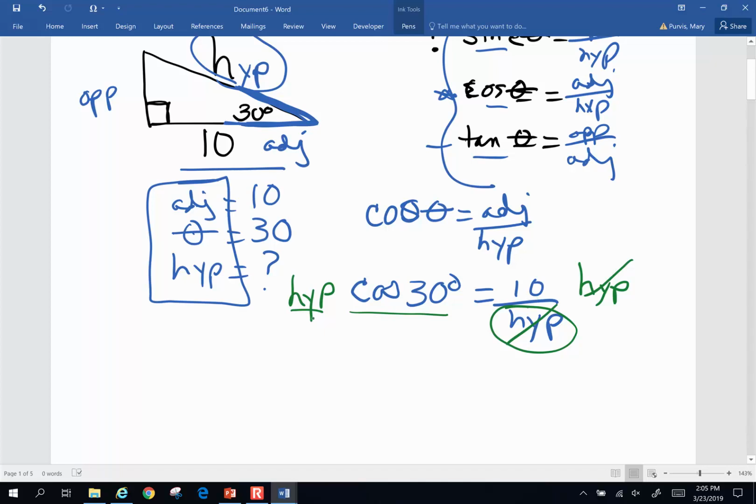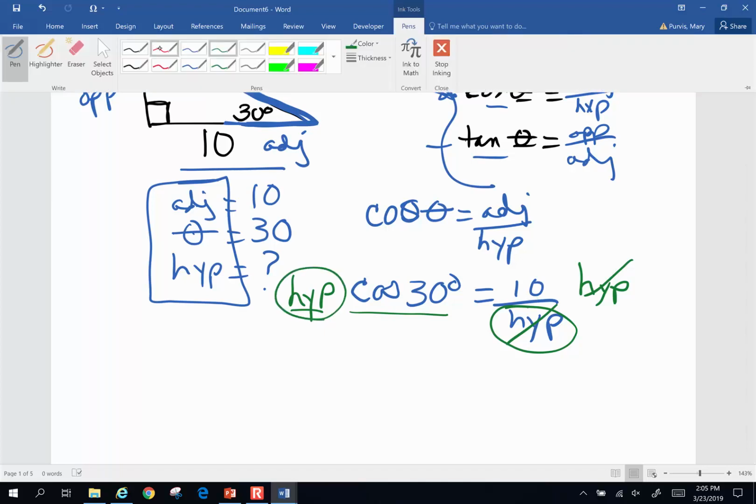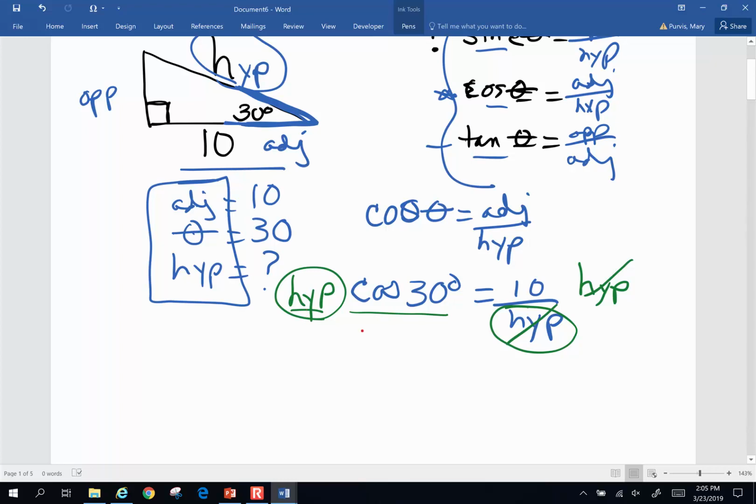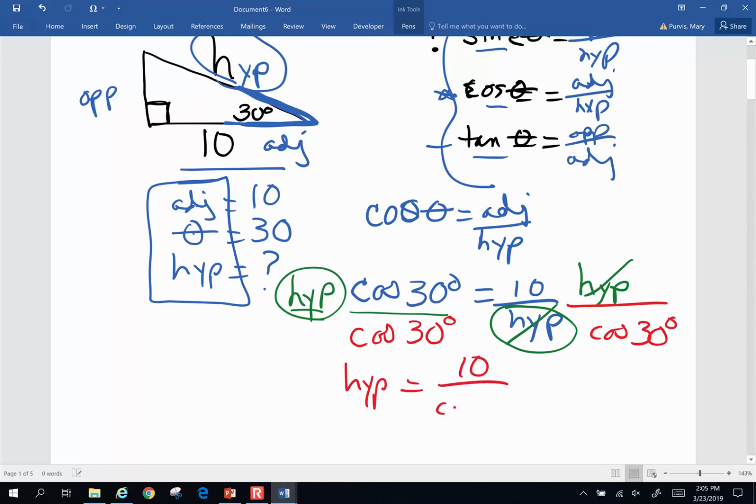I'm still not there yet because I've got to get the hypotenuse all by itself. So how do I get the hypotenuse alone? I'm going to divide both sides by the cosine of 30. So my hypotenuse will be equal to 10 divided by the cosine of 30. And if you put that into your calculator, 10 divided by cosine 30, I got 11.5 if I stick to 3 significant digits. Okay, that's one. Now let's do another one.